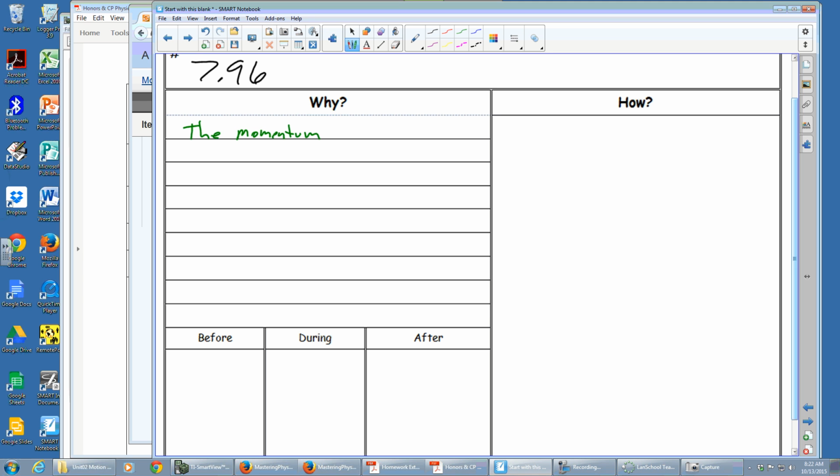If I had to classify this, what type of classification would I give it? Is it an inelastic, semi-elastic, elastic, or an explosion? It's an explosion. One body to start, two after.